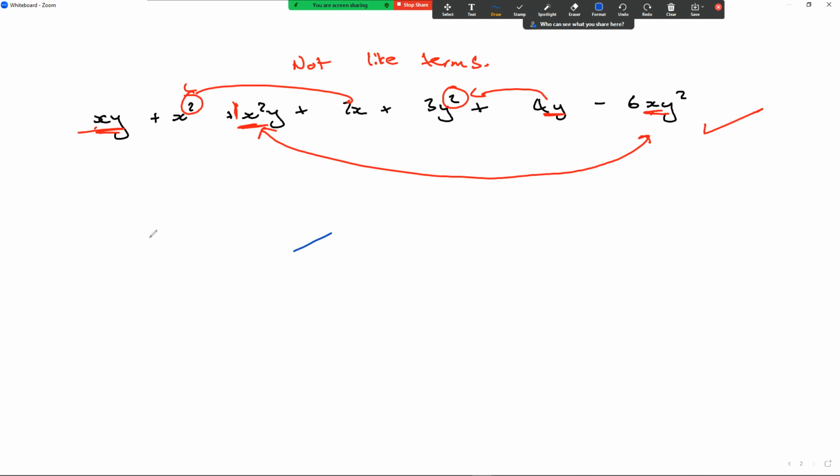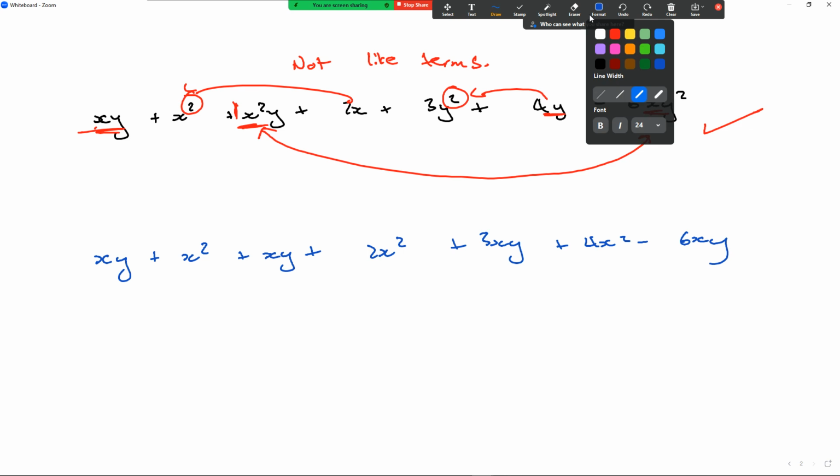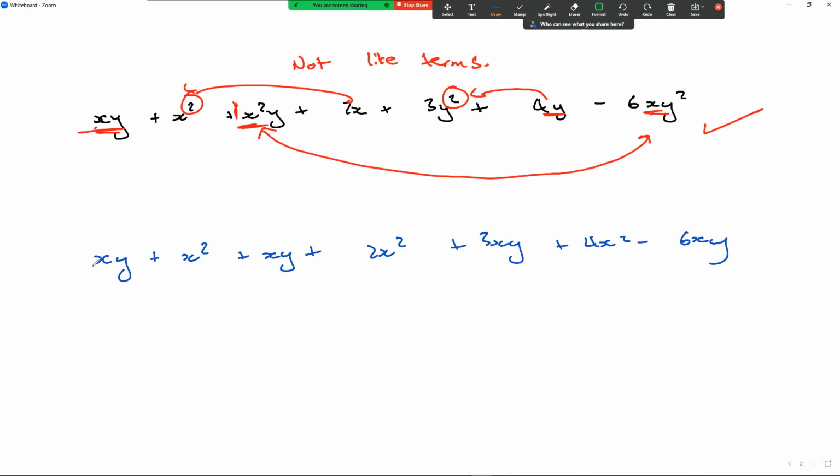But now let's change it into something that looks like that. Let's suppose I've got xy plus x squared plus xy plus 2x squared plus 3xy plus 4x squared minus 6xy. I'm now going to gather all the like terms. So I see xy, there's a combination of xy with the plus which belongs to it, and the minus belongs to the 6xy, so that would stick together. The plus would stick together as well.